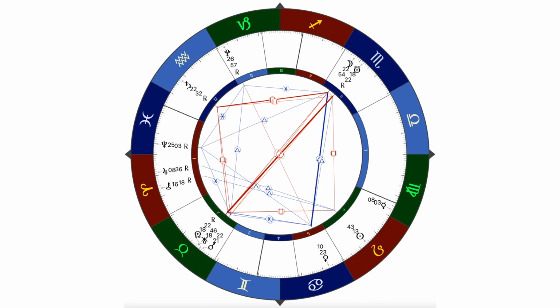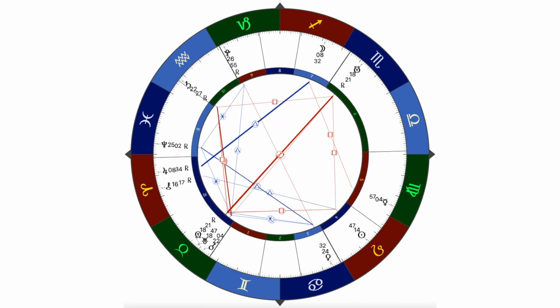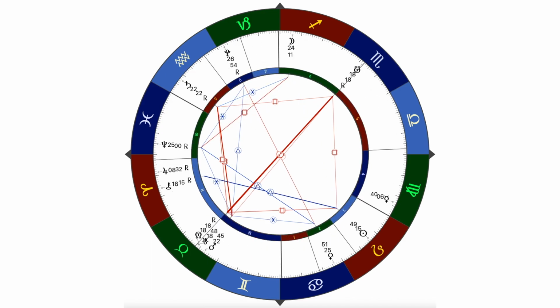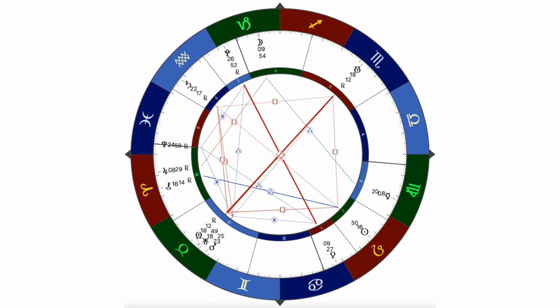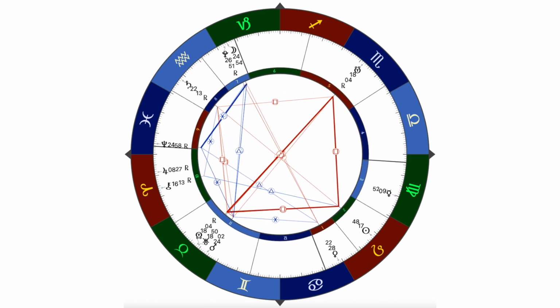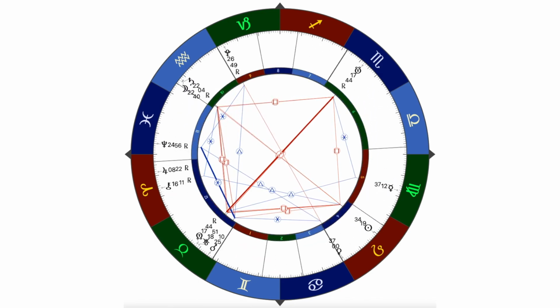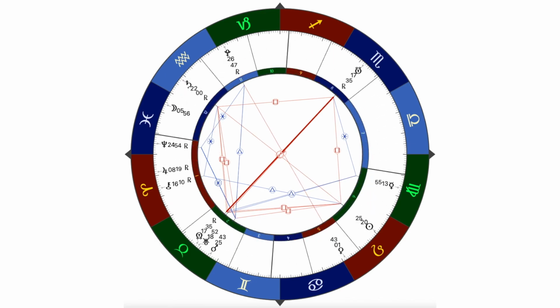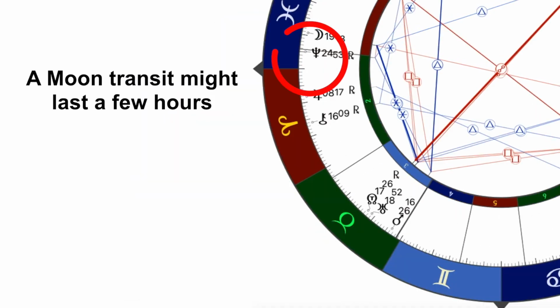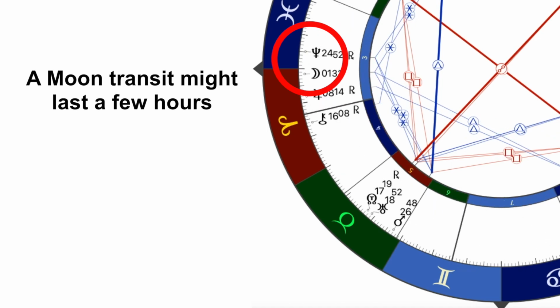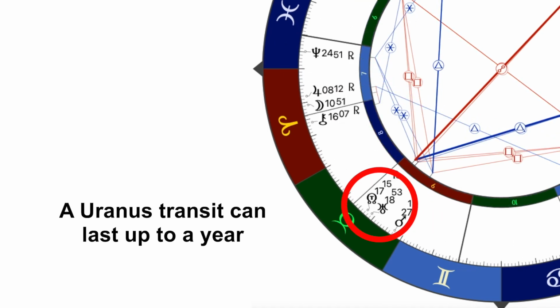The orb also provides a window of time for an aspect to activate when looking at transits, for example. Two very slow-moving planets will maintain their aspects together during a transit for a lot longer, allowing for a longer period in which the aspects, and in turn those parts of our psyche, are activated. A moon transit might last a few hours, while a Uranus transit could last up to a year with retrograde, for example.